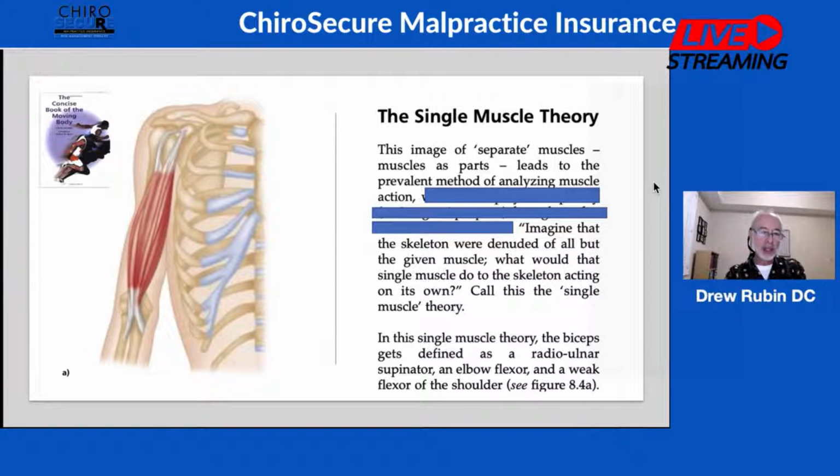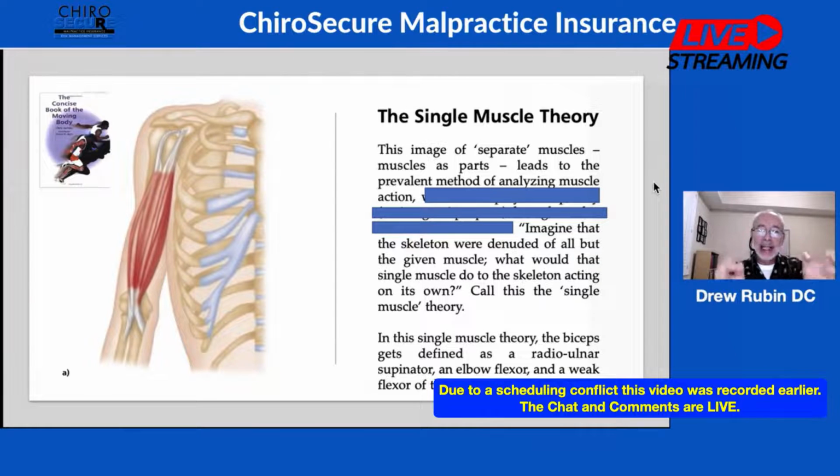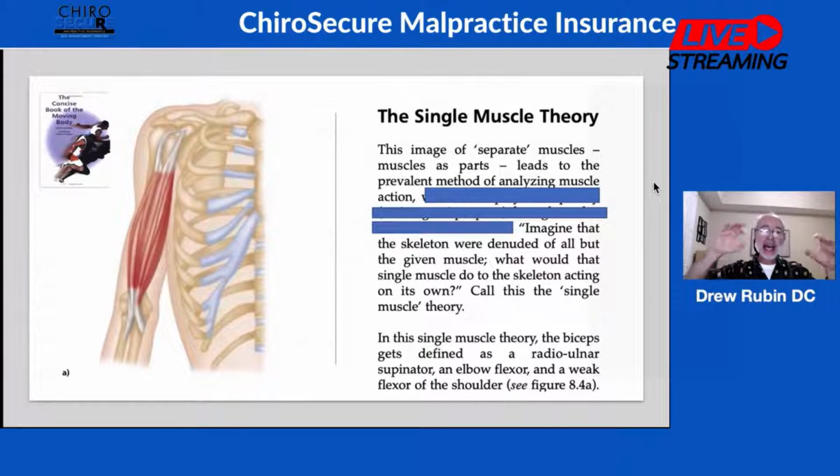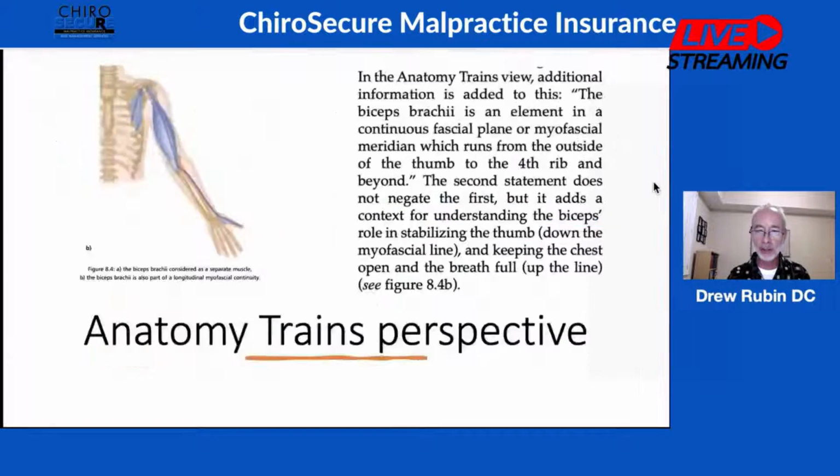And this picture represents the muscle analyzing a very specific action. What Tom Myers said is, imagine that the skeleton was denuded of all the other muscle. What would that single muscle do to the skeleton acting on its own? That's the single muscle theory. So here you've got the bicep and it moves a certain way. What does that one muscle do? The biceps would be defined as a radio-ulnar supinator, an elbow flexor, a weak flexor of the shoulder.